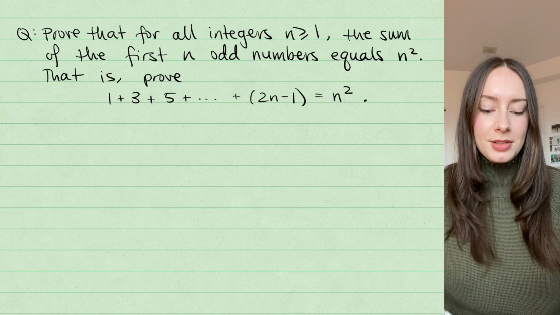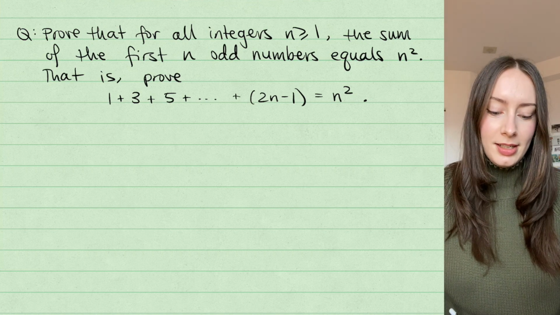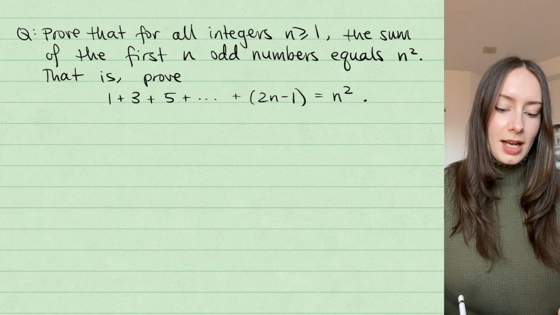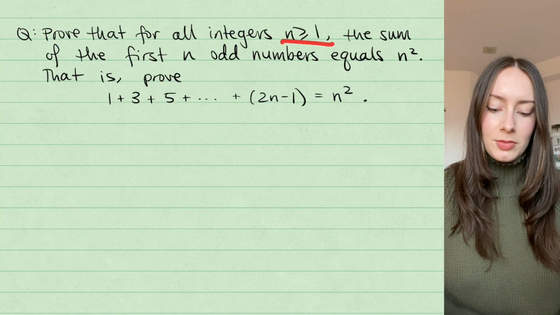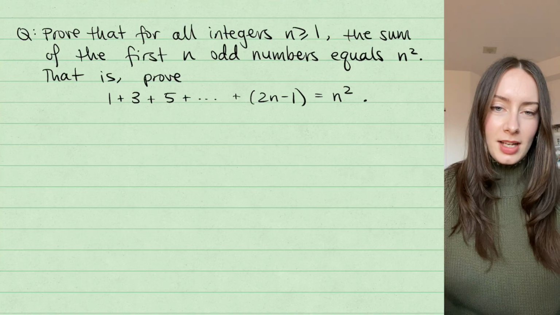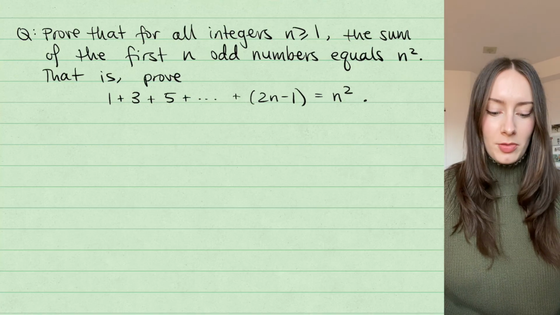Hey, today we're going to be doing the following proof question, and I'll read it now. So it's asking us to prove that for all integers n greater than or equal to 1, the sum of the first n odd numbers equals n squared.